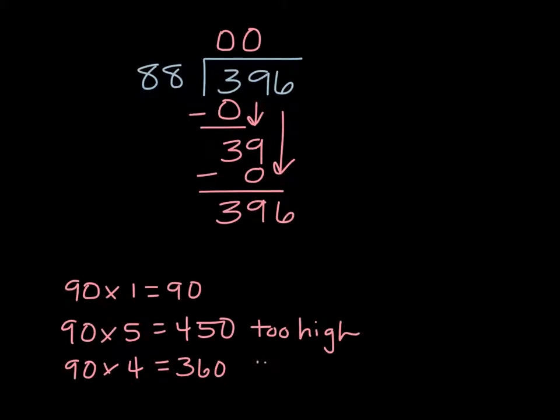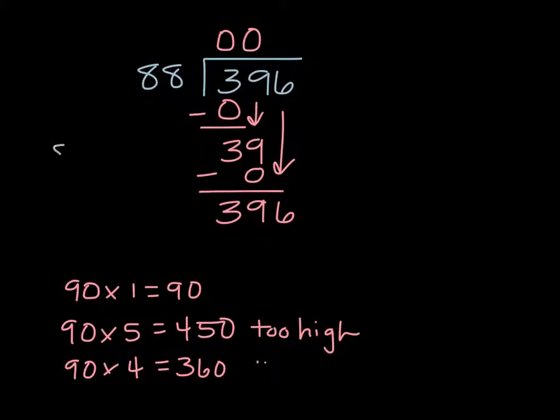Okay, so here's what I've done so far. I cannot divide 3 by 88 or 39 by 88. So I'm looking at the whole dividend now. 396 divided by 88. I estimated 88 to be 90. 5 groups would be way too high. So I backed it up to 4 groups. That looks about right.